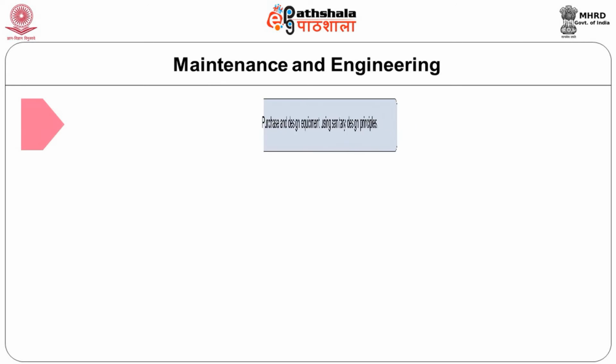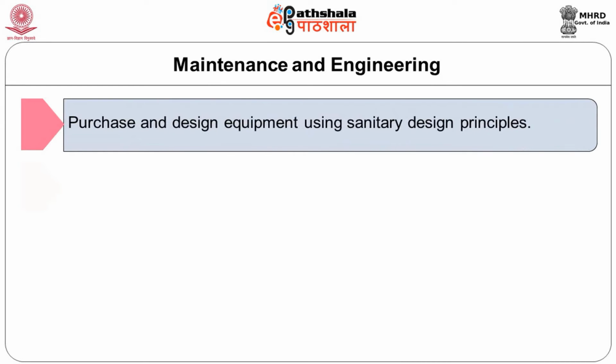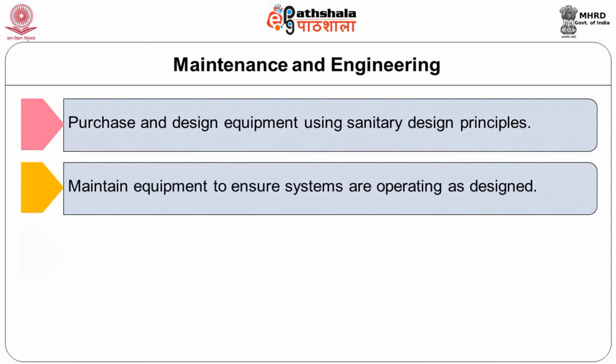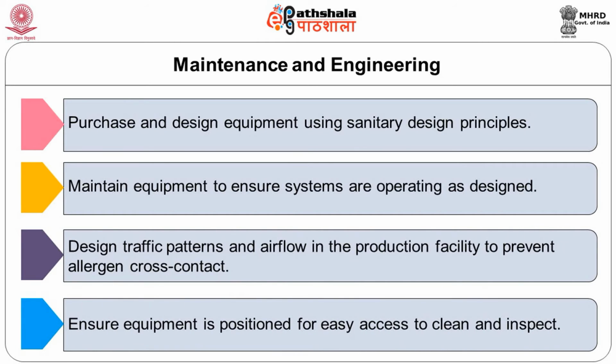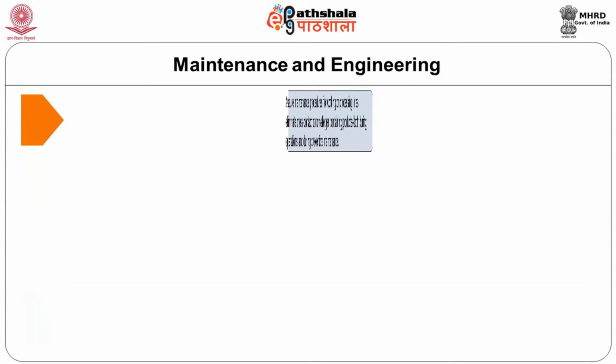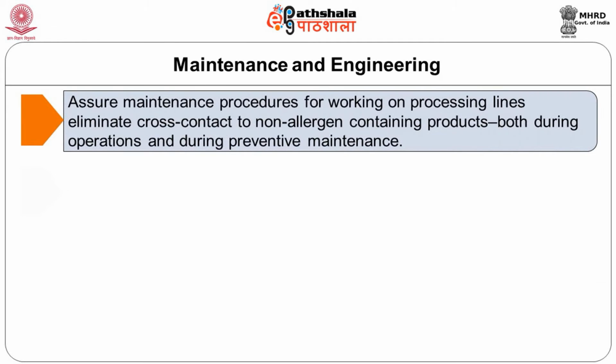Maintenance and engineering. Purchase and design the equipment using sanitary design principles. Maintain the equipment to ensure systems are operating as designed. Design the traffic pattern and airflow in the production facility to prevent allergen cross contact. Ensure that equipment is positioned for easy access to clean as well as for inspection. Assure maintenance procedures for working on processing lines to eliminate cross contact between allergens and non-allergens during the operation as well as during preventive maintenance.